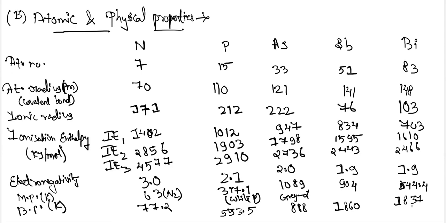In the next class, we will talk about these different properties and discuss what kinds of changes we see in the atomic and physical properties of the different group 15 elements. So for today's class, we are ending here, and we will move further in the next class.